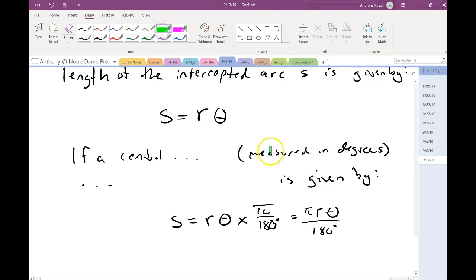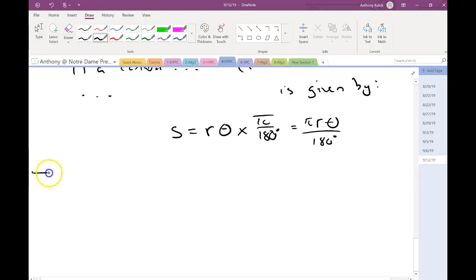Okay. So if we had an angle measured in degrees, all we're going to do is add on this times pi over 180 to our formula. And by doing that, we're just converting that angle measure in degrees into radians so that it fits with the previous formula. Okay with that idea? Okay, let's do some examples.